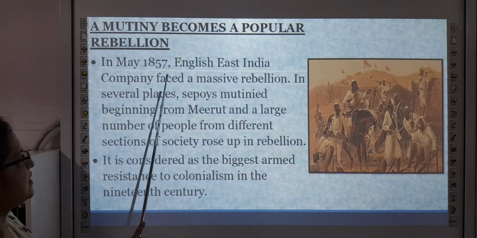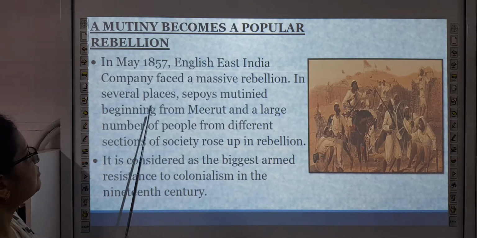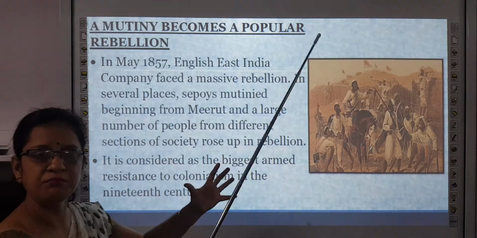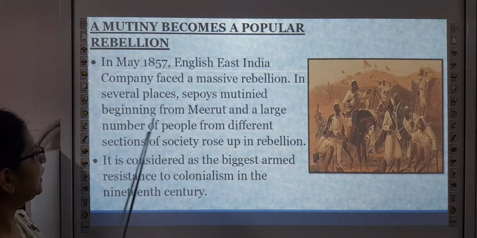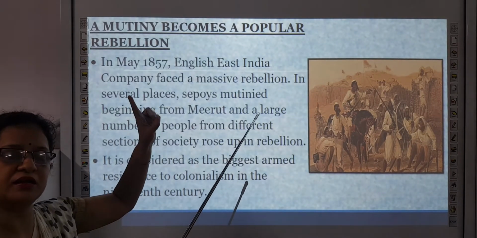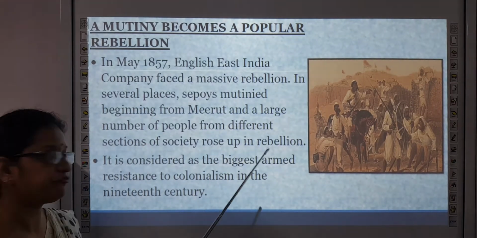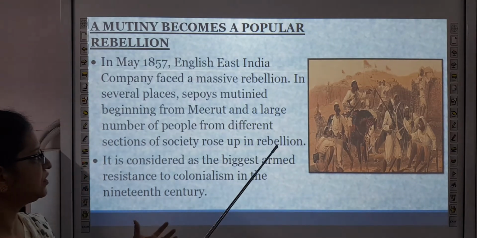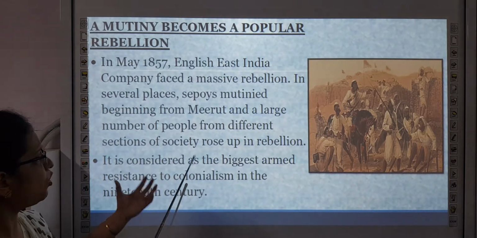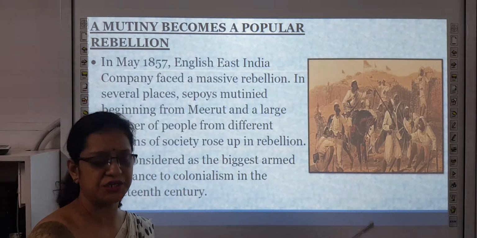In May 1857, the English East India Company faced a massive rebellion in several places. Sepoys mutinied. They came together and started forming groups, beginning from Meerut in the northern part of India, and a large number of people from different sections of society rose up in rebellion.